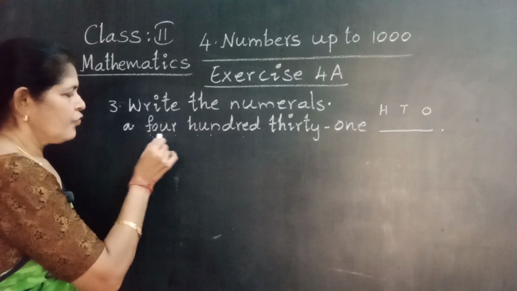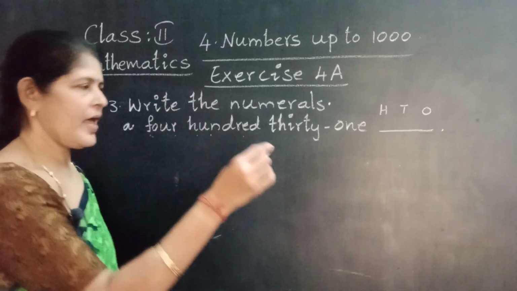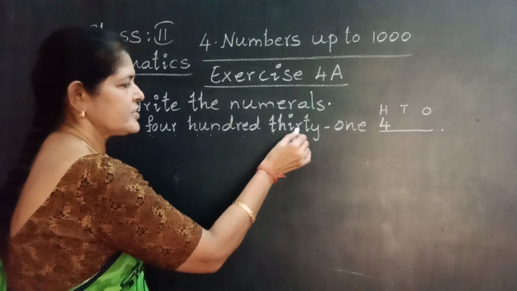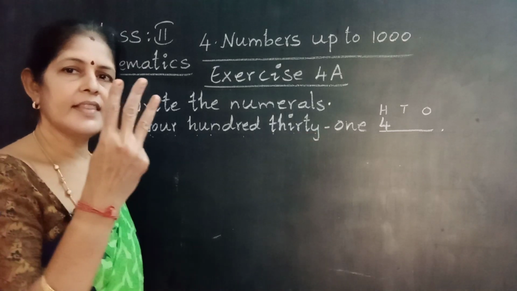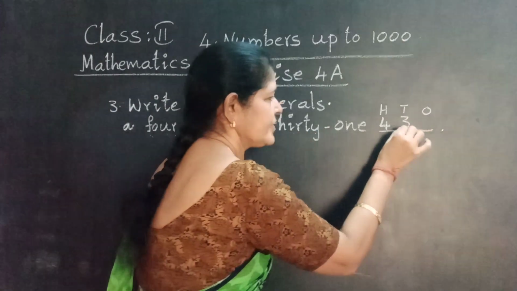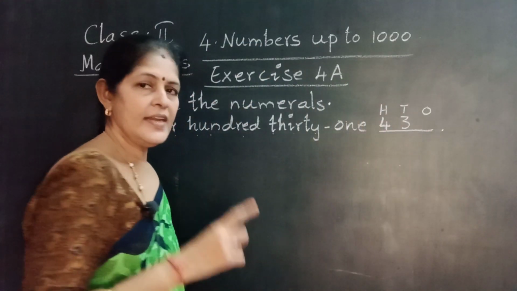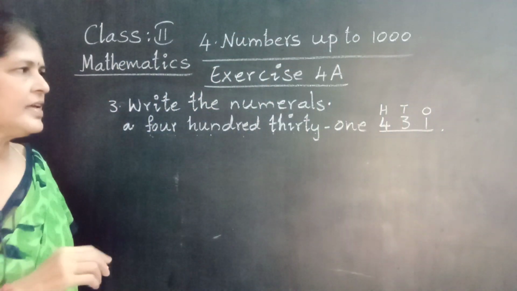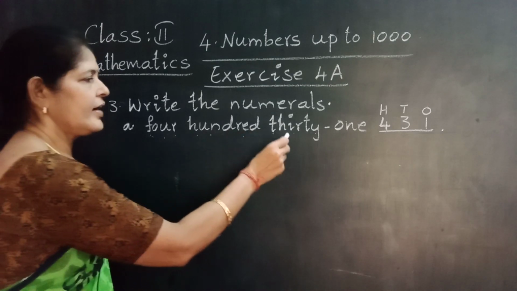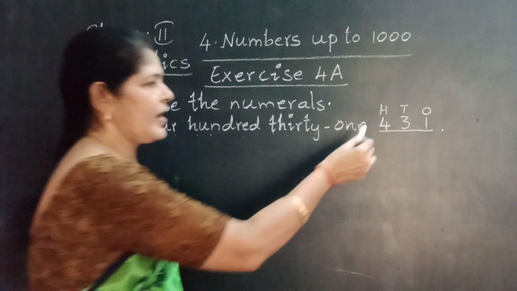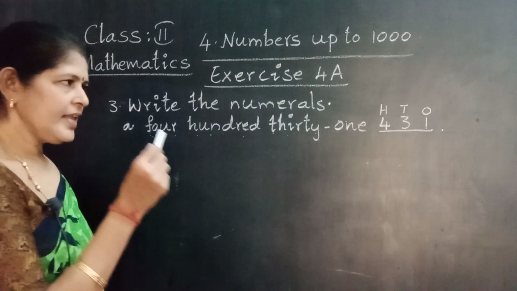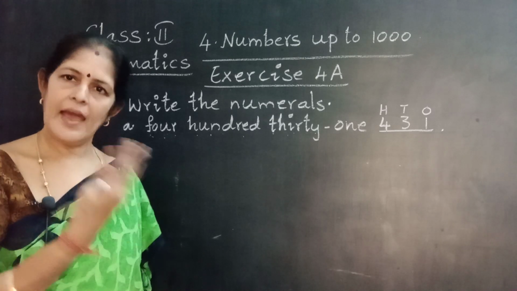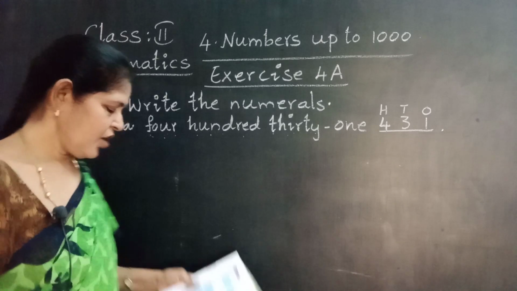Now come to the number name. FOUR HUNDRED. That means 4 is written in the hundreds place. THIRTY, 30. 3 tens, 3 is written in the tens place. A 1-digit number goes in the ones place. That is the numeral for 431. Understood? Numeral means number. You write the numeral for the given number name. Number name is spelling. Number is figure. Okay, understood? Go to next one, Nana.